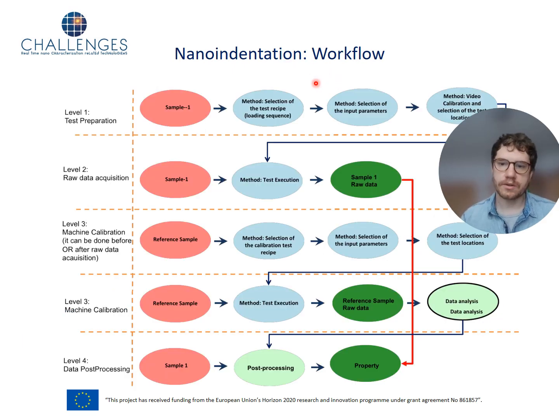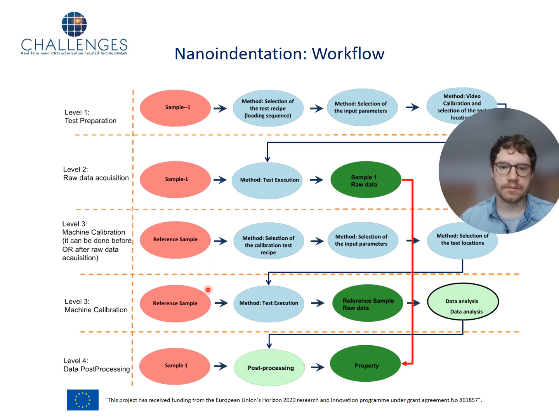For the nano-indentation, the workflow is then as follows. First, there is a test preparation where the recipe is selected, the input parameters are selected, and then there is a calibration and test of the locations that should be tested. This is already done on the final sample. And then using this calibration and selection of locations, the final data can be acquired. Now, from this raw data, already some material properties can be extracted that will then in the end be used for the characterized material.